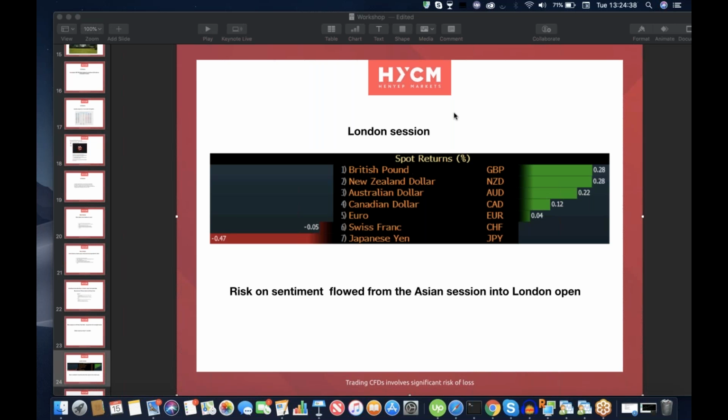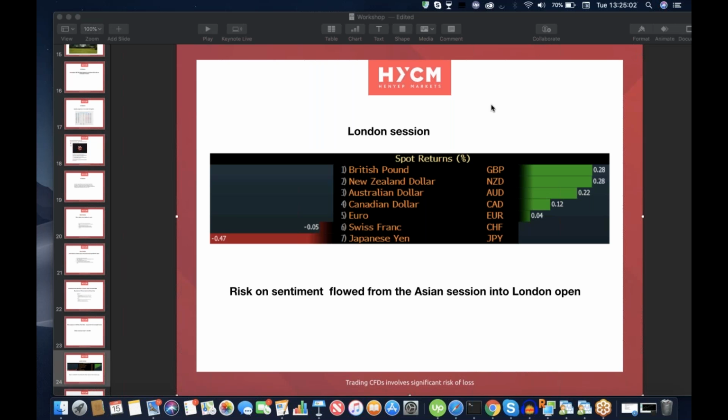So what we saw in the London session was that the market was in a risk-on mode. Because it's in risk-on mode, it's not going to be buying the Swiss franc and the Japanese yen. It only buys the Swiss franc and the Japanese yen in a risk-off situation, when it's really concerned.